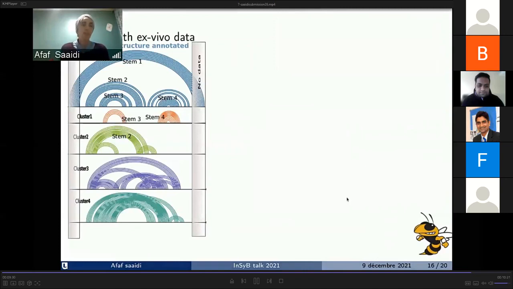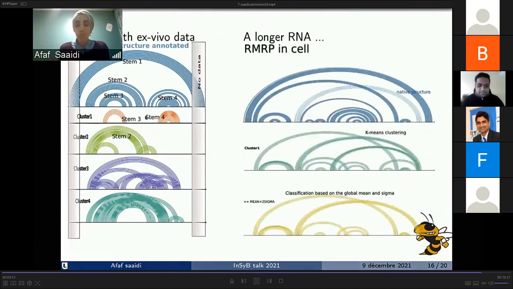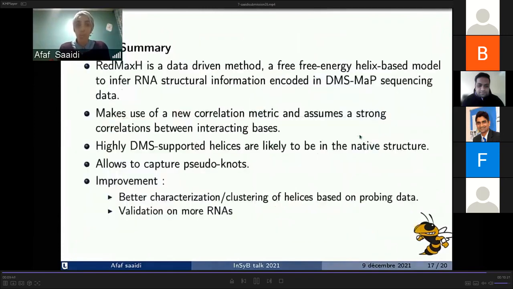This is the output that we have for the 5S ribosomal RNA. This is the native structure, and it seems that when we do clustering, the first cluster already contains 2 long helices. We also tested it on a longer RNA, RMRP in cell, and we were able to get the pseudoknot. So RedMax is a data-driven method, a free energy-free helix-based model to infer RNA structure information.